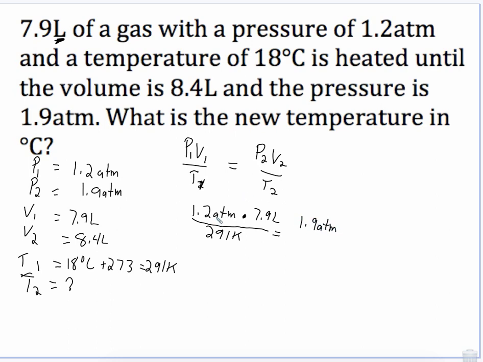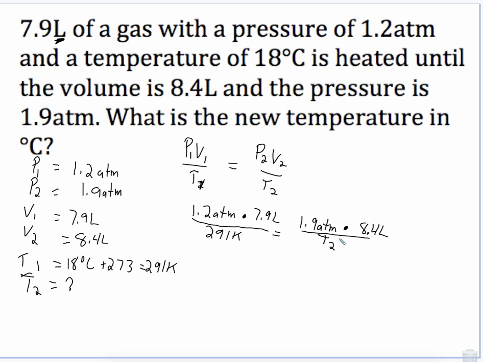Now, here's the thing. I think somebody asked this question earlier. Your pressure units have to be in the same unit. They have to both match. It doesn't matter as long as they both match. They could be in millimeters mercury as long as they're both in millimeters mercury. Same with your volume units. They have to match. You can't have one be milliliters and one liter. Liters. Now, here's what we're looking for. We're looking for T2.